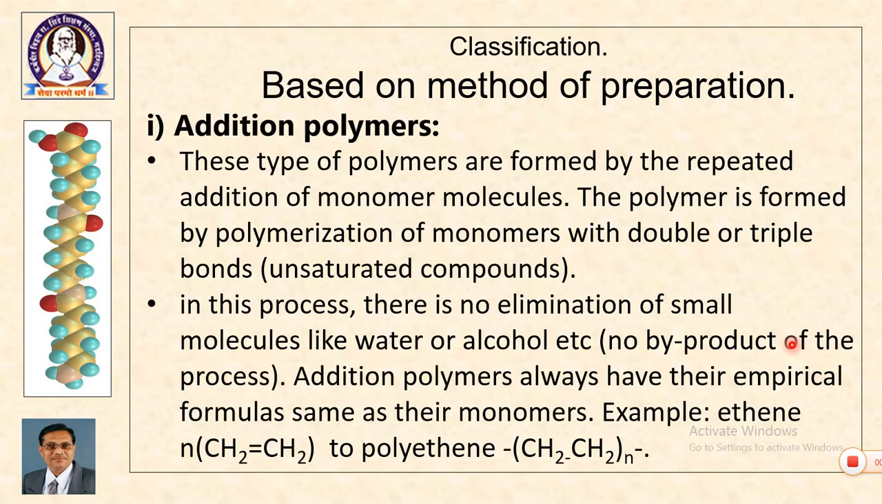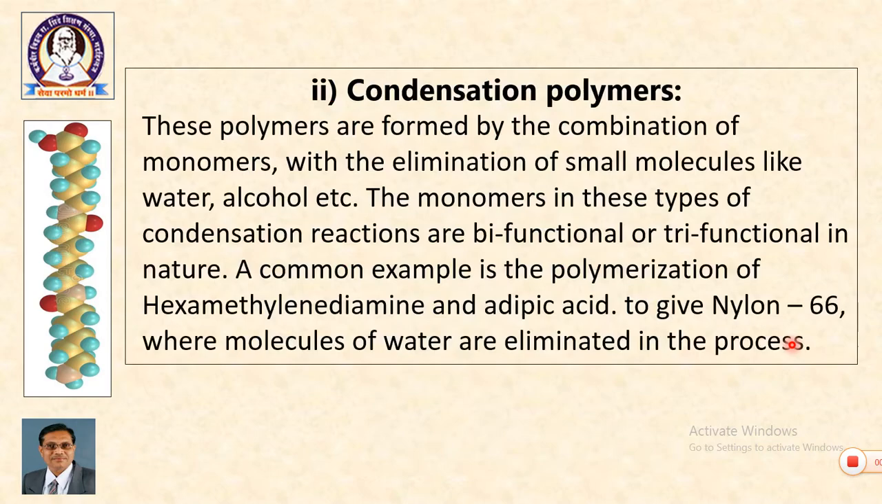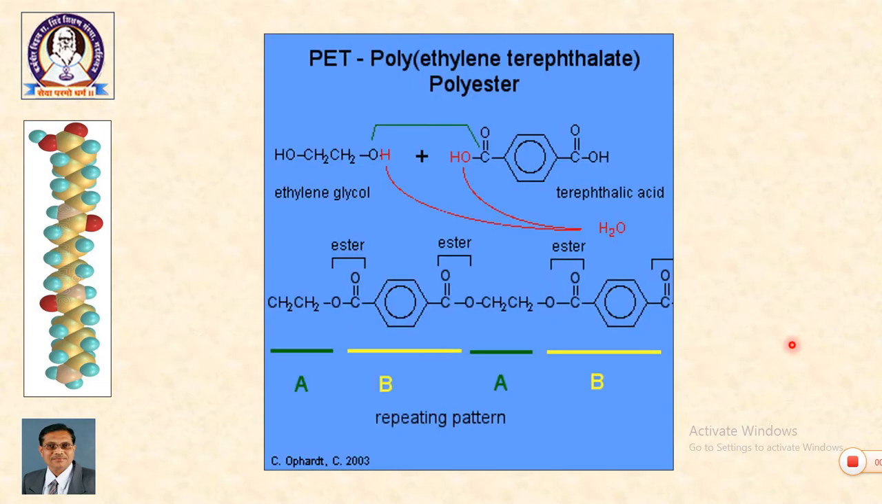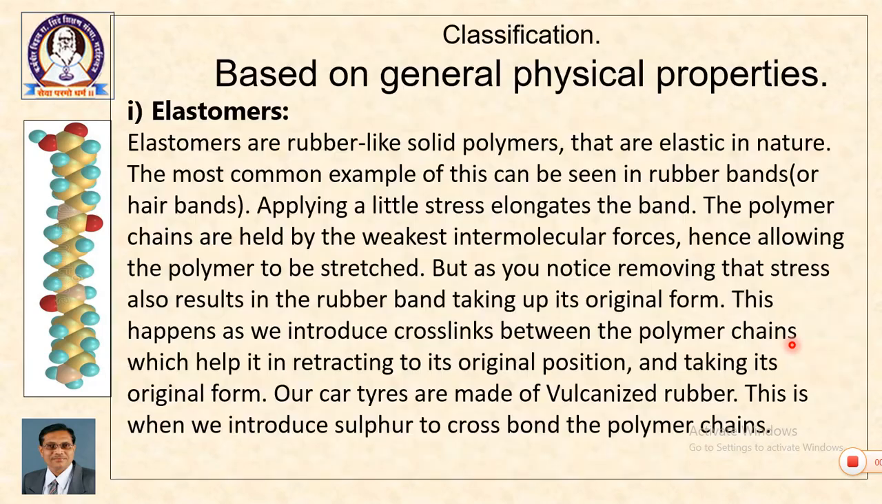Then based upon method of preparation, we have addition polymers. In addition polymerization, the monomers have unsaturated double or triple bonds. There is no elimination and the empirical formulae are the same. In the case of condensation polymers, the condensation takes place between polyfunctional or at minimum bifunctional compounds. So, there is elimination. Due to elimination, the empirical formula of the product and the empirical formula of the reactants differ. There is some elimination during the process of condensation.